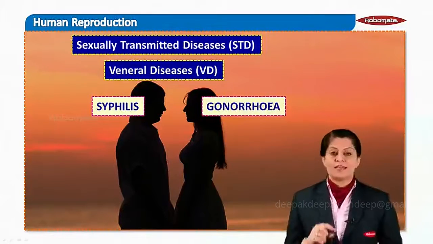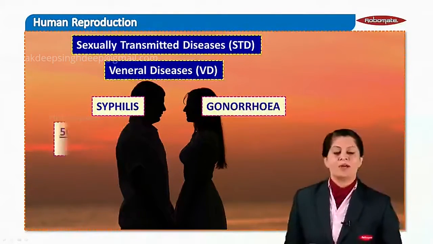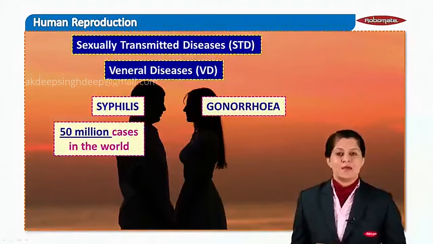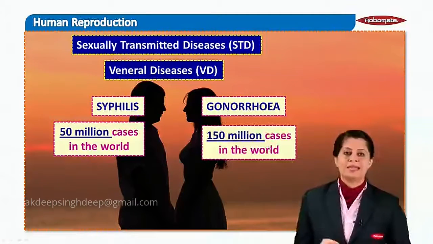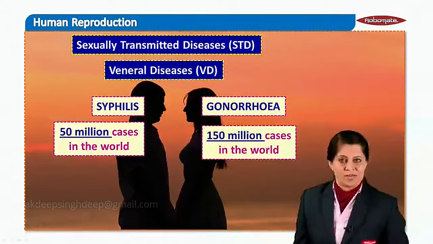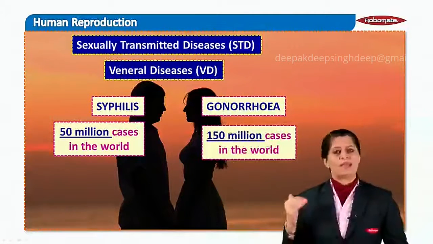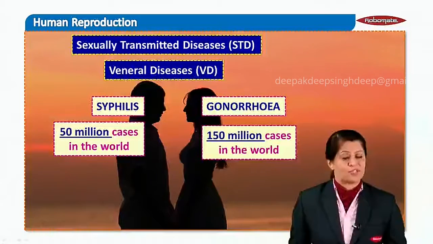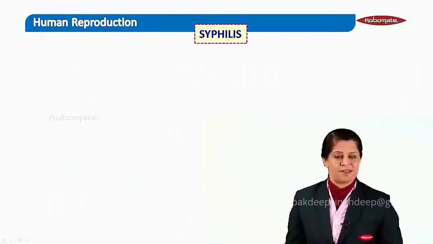In the world, the cases of syphilis which have been reported are around 50 million, whereas in gonorrhea around 150 million cases have been reported. These are the cases which have been reported. So many cases go unreported too. So let's start learning about syphilis, students.